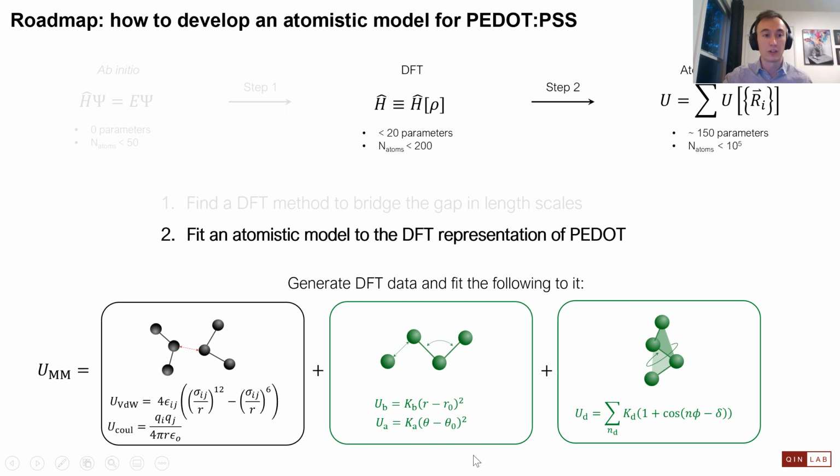I've displayed the Hamiltonian of the system here. I guess this is the internal energy of the system. It has three classes of components. The first are the non-bonded components, which essentially all atoms are going to be interacting with.